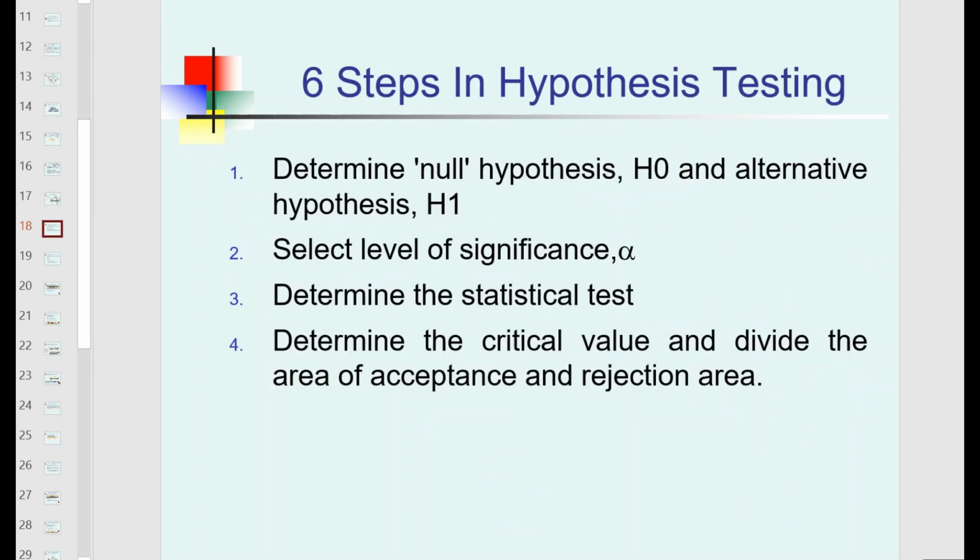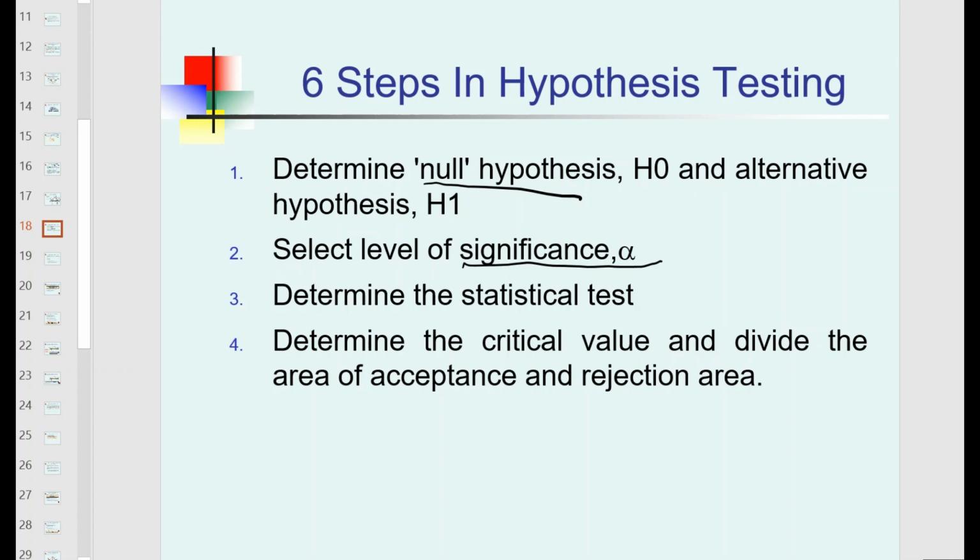Okay, so these are the steps in hypothesis testing. First, as I mentioned to you just now, determine the null hypothesis, of course. So it depends on the question. And of course, the alternative hypothesis, you need to have this to guide you on how to make the decision. And then select the level of significance. Of course, this is needed, because alpha is needed. If you have two tails, you need this alpha value in order to be able to read the table, right?